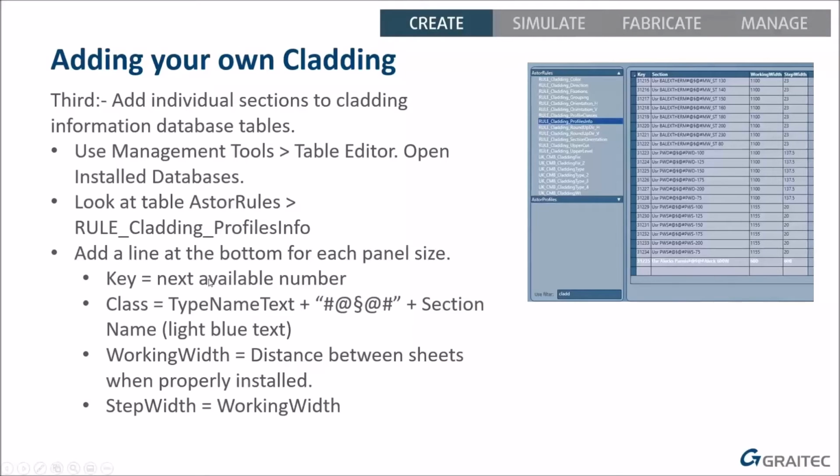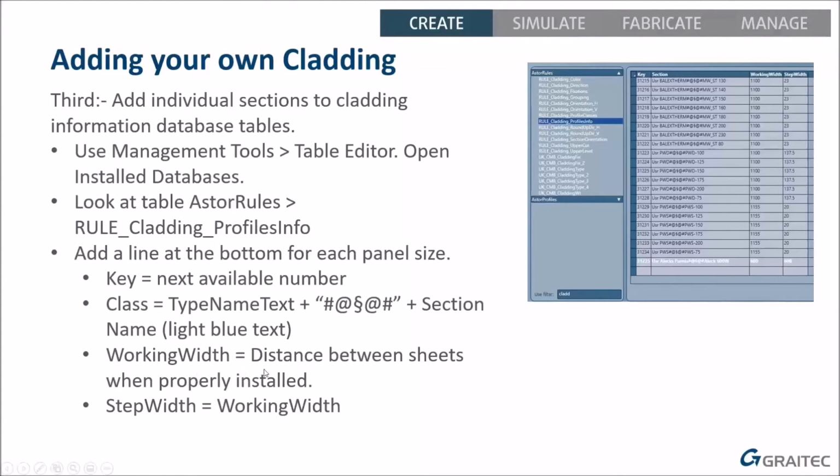The first column is a key. You can use any number that's not already used. The class is very cryptic. That will be the type name text exactly as we put in the previous table. So USR space, whatever you put in dark blue, plus these squiggles, hash at section at hash. Easiest to copy that from another line. It's very hard to type the section symbol. You need to know a character code. So just copy and paste that from another line. And then whatever you put in the light blue text in your user section, which is the section name, goes next. And that all strings together, so you can see a long string here.